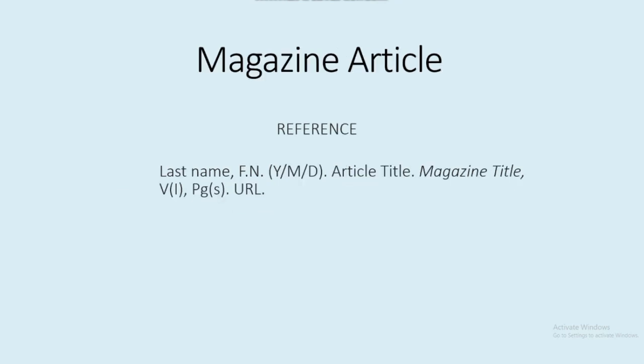For a magazine article, you have to mention the last name, the initials of the author, and then in brackets the year, the month, and the date of the published article. Then the article title, and then the magazine title in italics, followed by any volume or issues, then the pages, and then the URL, since oftentimes there is no DOI and it's only a URL, if the magazine is available online or if that is where you have taken your source from.